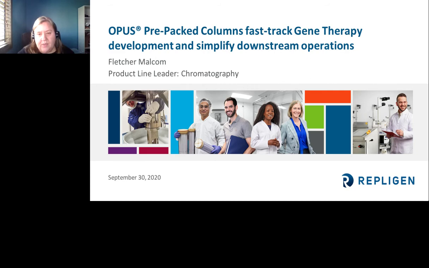And the last question is, what are the minimum benefits that motivate your adoption of pre-packed columns? Select all minimum requirements that apply. Flexibility in column size, diameter and bed height, consistent packing quality, plates and asymmetry, ability to connect aseptically to chromatography skid, easier tech transfer to the CMO, easier scale up, or time savings in manufacturing suite time and personnel time.